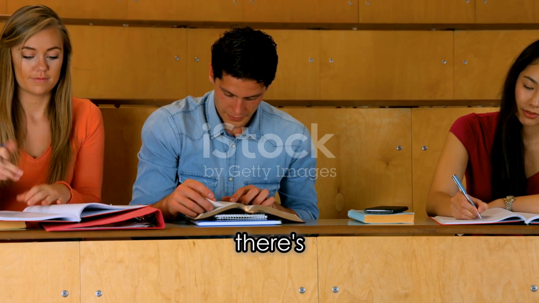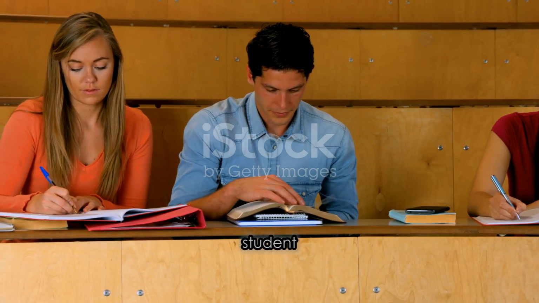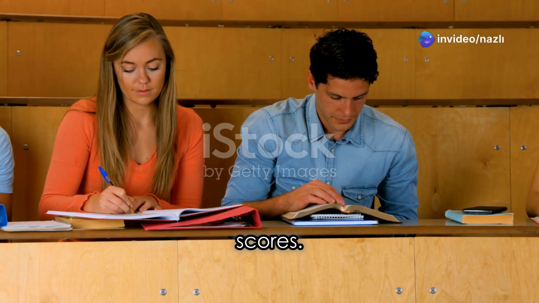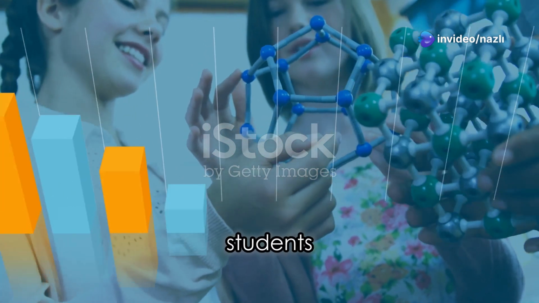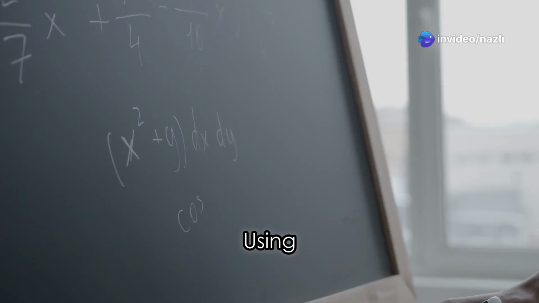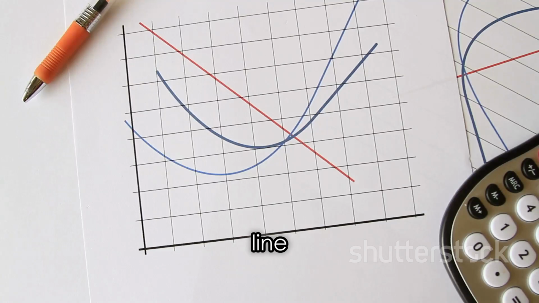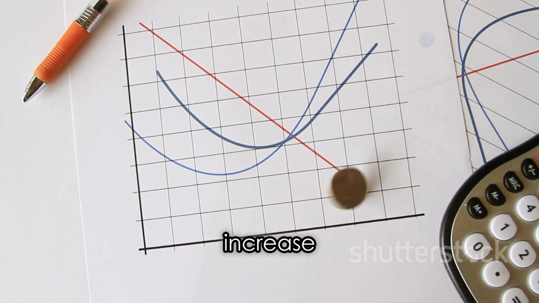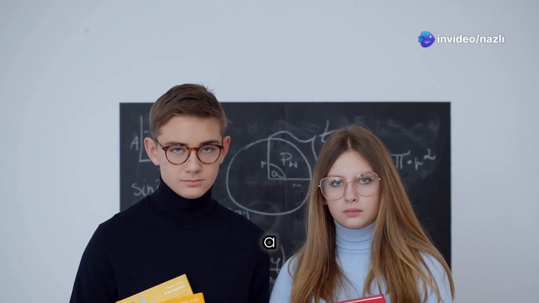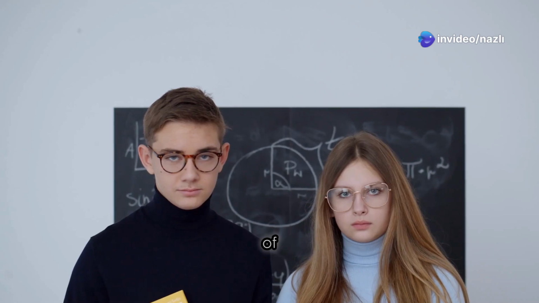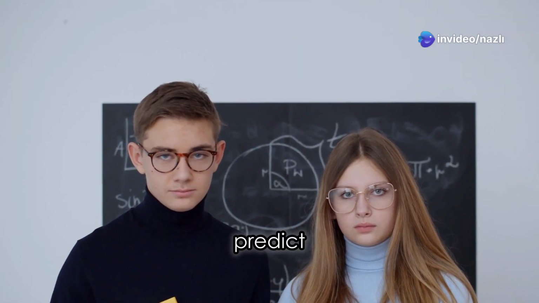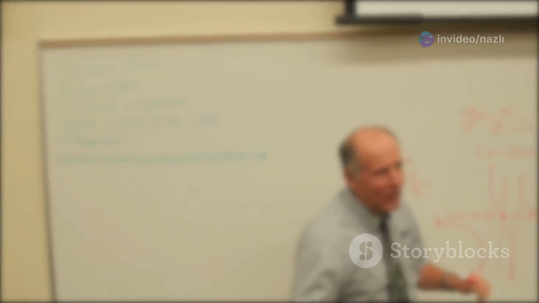Let's say we want to see if there's a relationship between the number of hours a student studies and their exam scores. We collect data from several students and plot it on a graph. Using linear regression, we can draw a line through these points. This line would tell us things like for every extra hour studied, a student's score tends to increase by X points. Now, if a new student tells us they studied for a certain number of hours, we can use our line to predict their likely exam score.